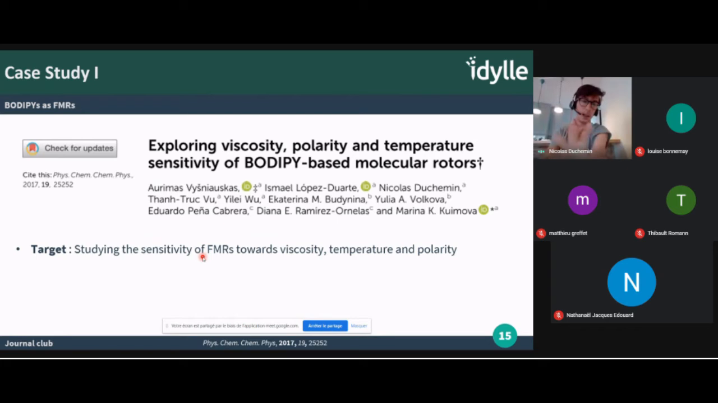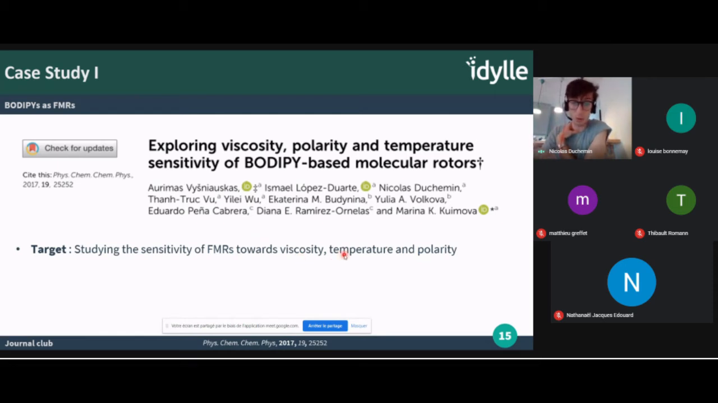So this one dates back from 2017 and my time at Imperial College. And it's a good example of how BODIPYs are employed and how in general you work with a fluorescent molecular rotor. So here the target of the study was to study the sensitivity and the correlation of FMR towards viscosity, temperature, and polarity.